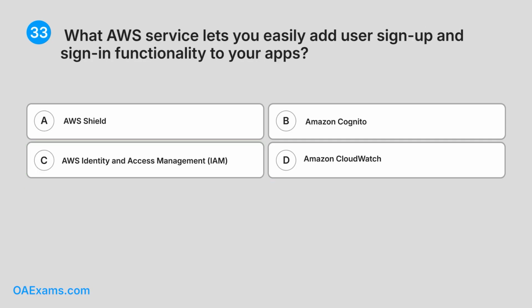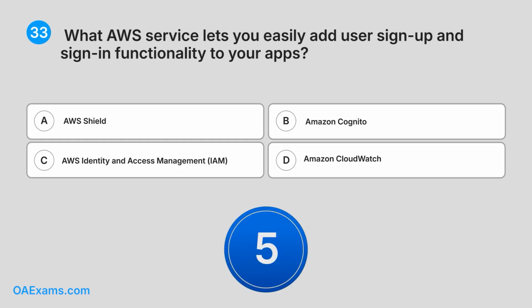33. What AWS service lets you easily add user sign-up and sign-in functionality to your apps? A. AWS Shield. B. Amazon Cognito. C. AWS Identity and Access Management. D. Amazon CloudWatch. Do you know the answer?